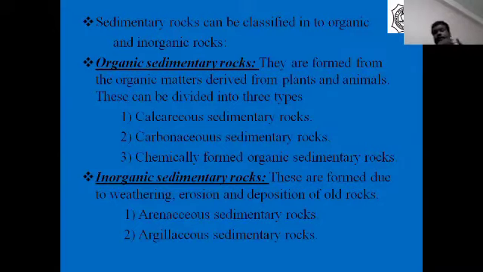What is arenaceous sedimentary rock? The word arenaceous has been derived from a Latin word arena, which means sand. It is clear that the main content of this rock is sand. Sandstone is the best example of arenaceous sedimentary rock.